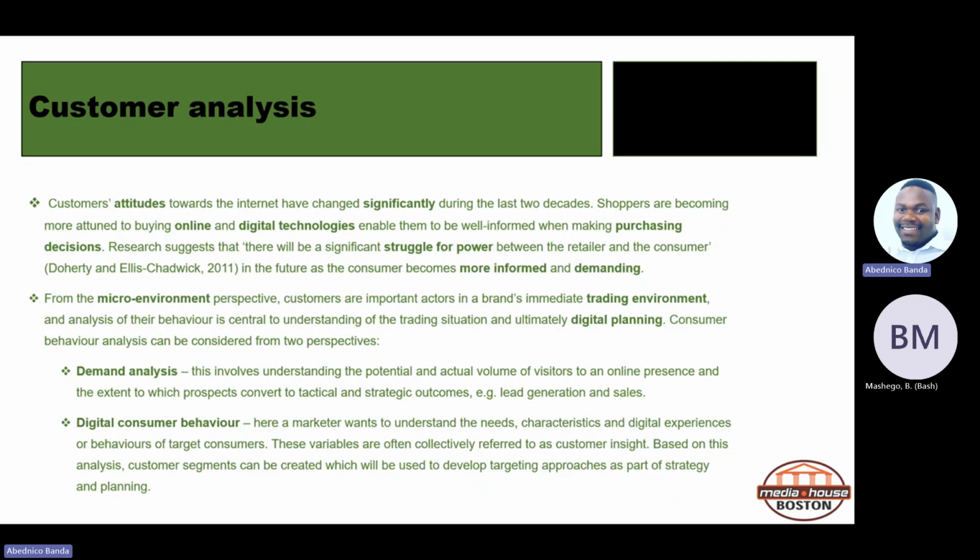There are some salespeople who have a deceiving tendency because they want to convince you to buy as a consumer. But nowadays, you can go, for example, and know more than the salesperson himself. And the moment they tell you to do this, you'll be like, no, I know more about engines. This is how things are done. So organizations no longer have that leverage. From a microenvironment perspective, customers are important actors in a brand's immediate trading environment.